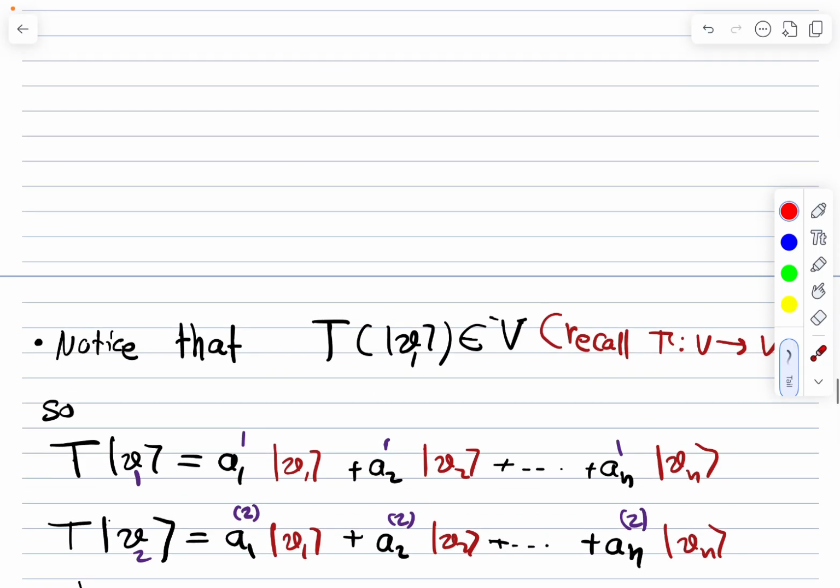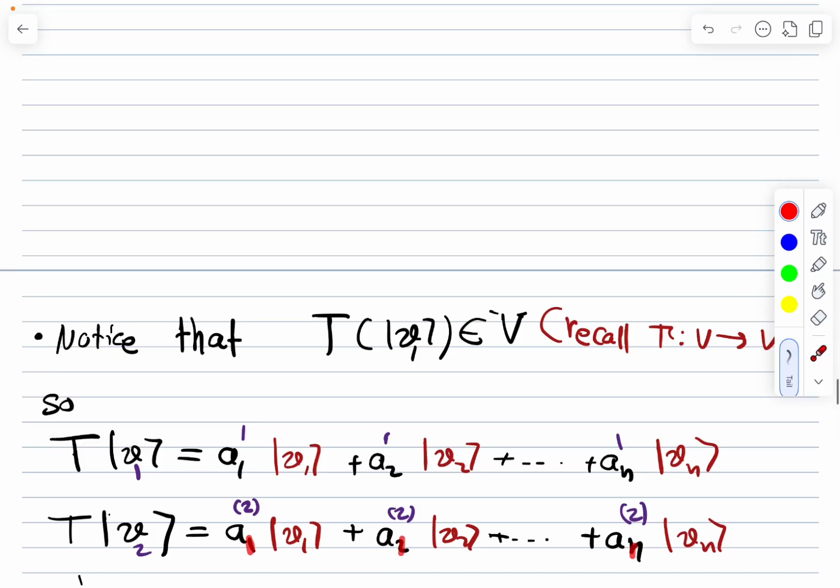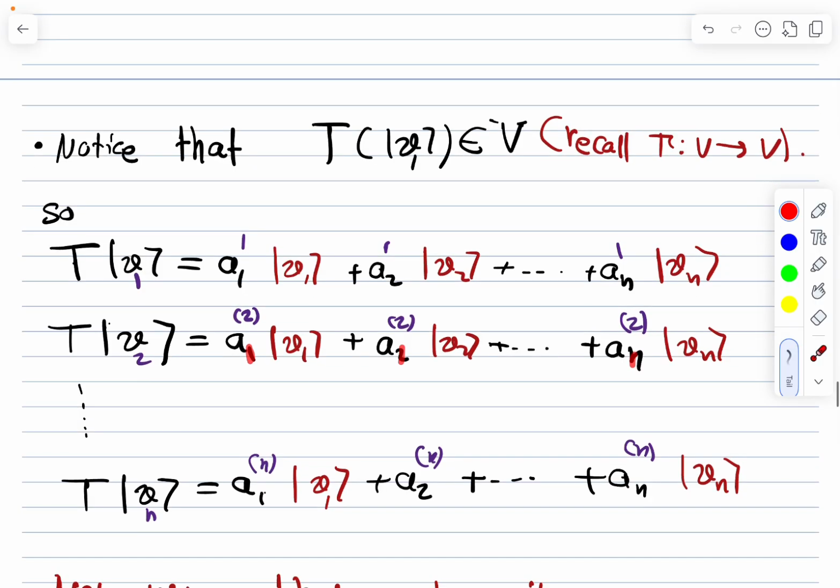So for example, for the second vector of my basis, as a superscript I put 2 because it represents the second, and here 1 represents the first component, then the second component, until the nth component. We go through the same procedure until the nth vector of my vector space. Remember, we are dealing with a vector space of dimension n, so we have n of them. So if we reach the nth vector, we will have the first component of the nth vector, the second component of the nth vector, etc.